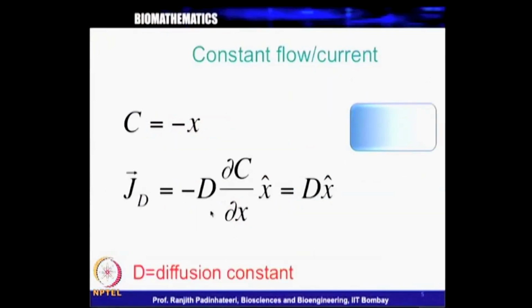So let us see what the consequences are. If you look at the consequences, J is equal to a constant, where D is a diffusion constant. It is some constant which is important for diffusion, and we will discuss what D is in the coming lectures. But let us look at the consequence of this J_D being a constant.